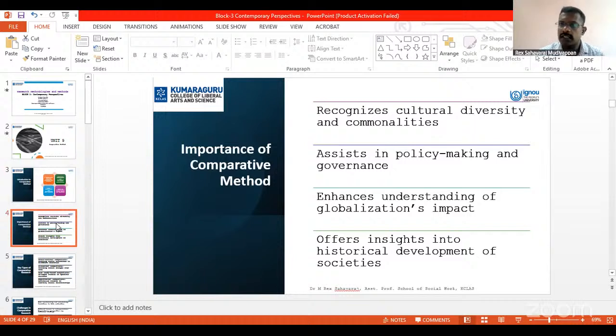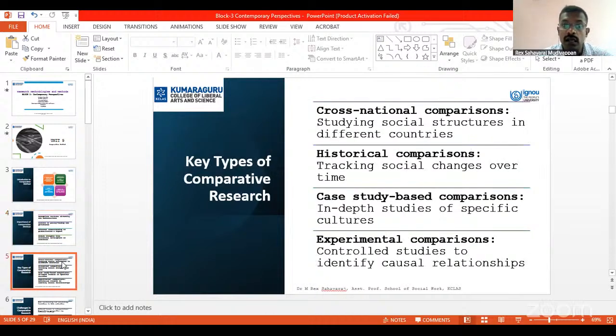It is to recognize cultural diversity, and we learned various other angles in the last class. It assists in policy making and governance, enhances the understanding of globalization's impact, and offers insights into the historical development of societies. We also learned the areas related to key types of comparative research: cross-national comparison, historical comparison, and case study based comparisons, like experimental comparisons.